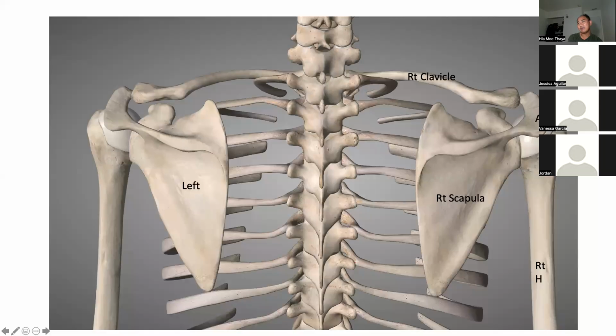We can see the left scapula, we can see the right scapula, spine of the scapula dividing the scapula into upper suprascapular fossa and lower infrascapular fossa. The spine of the scapula pointing anteriorly, and that is called acromion. This is the humerus.